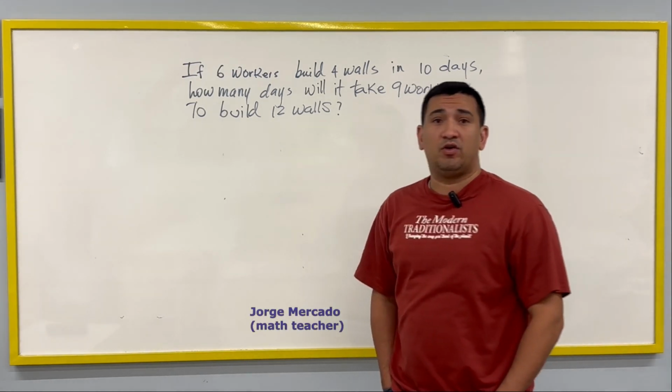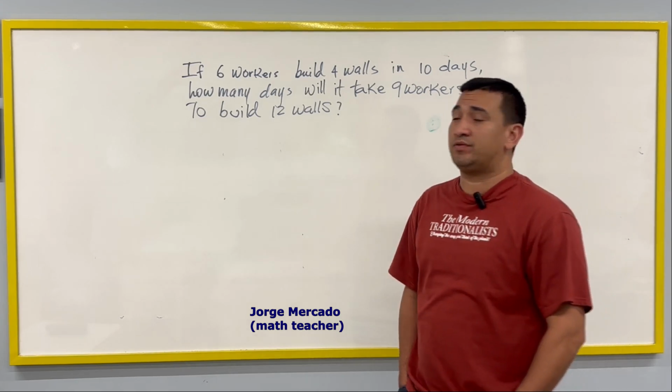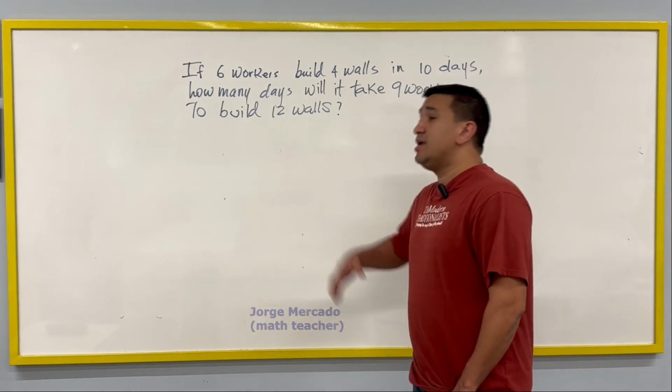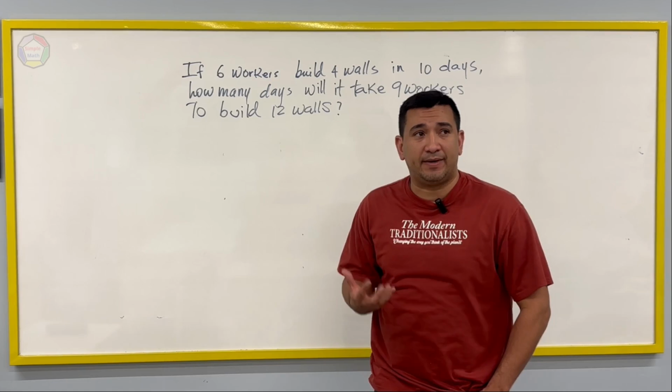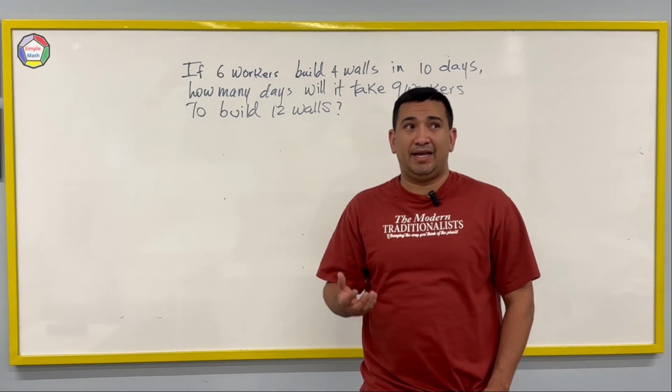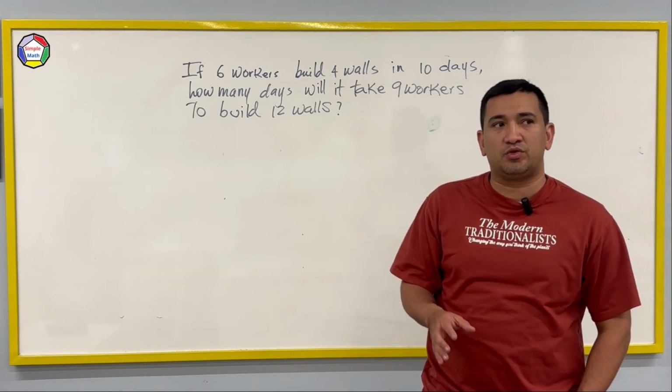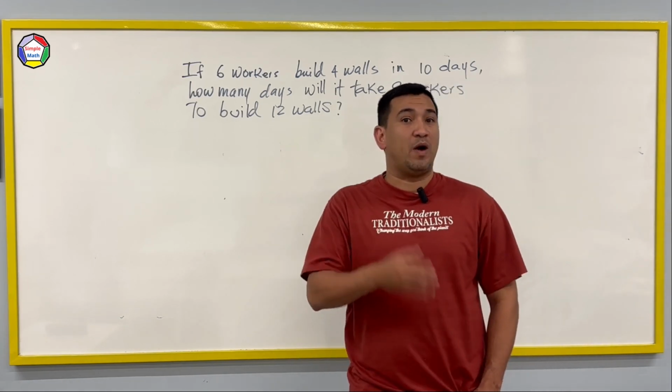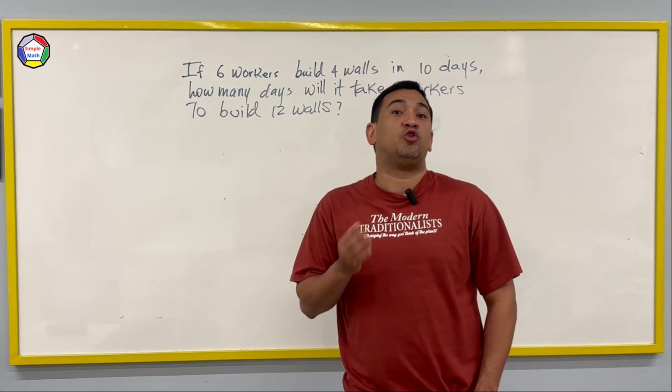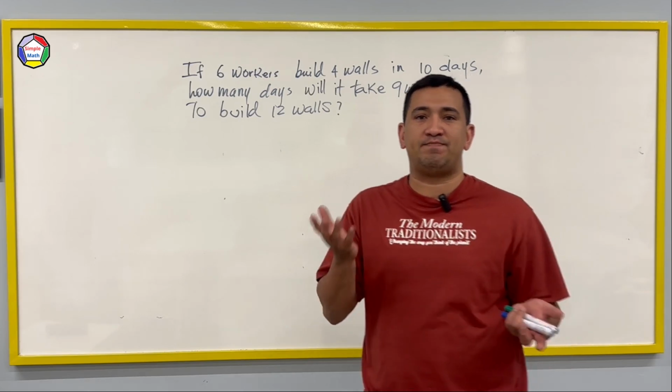This is the first video about composite or compound rule of three. A compound or composite rule of three is a method that we use when we have more than two quantities, or more than two magnitudes that we're comparing.